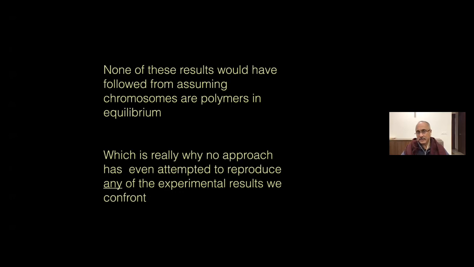None of these results, not one, would have followed from assuming that chromosomes are polymers in thermal equilibrium. And which is why, because the community has very, very largely focused on thinking of chromatin in terms of an equilibrium description, none of these have ever really been attempted even as potential calculations so far. So none of these experimental results that this calculation has confronted has ever been reproduced by anyone else.